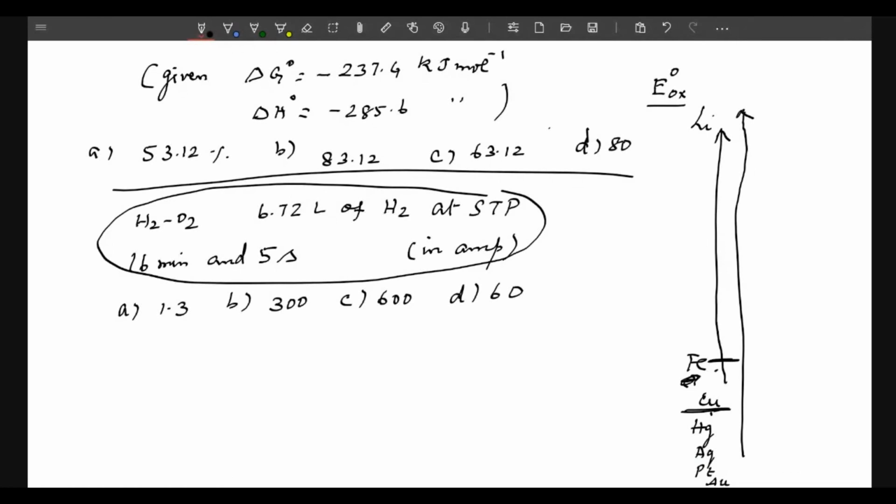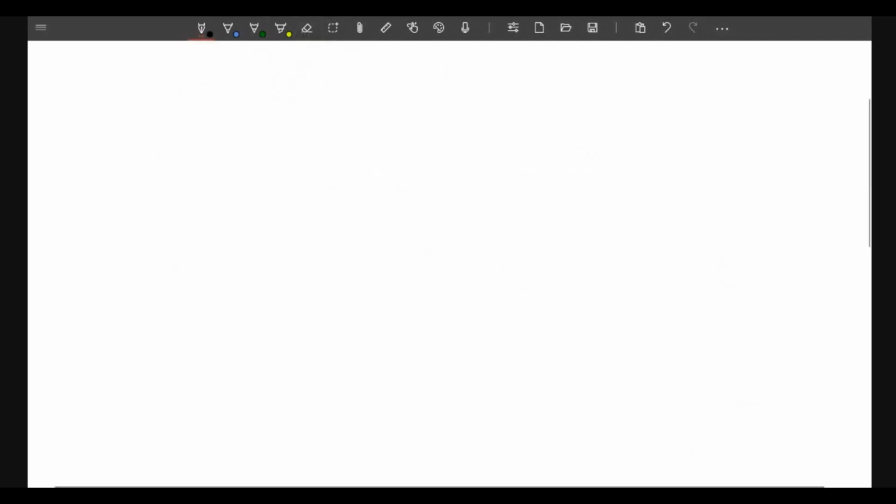And if at all any question is asked, please answer the question accordingly. With that one, we finish the first part of the electrochemistry. Now we go for the second part of the electrochemistry, that is electrolytic cells.